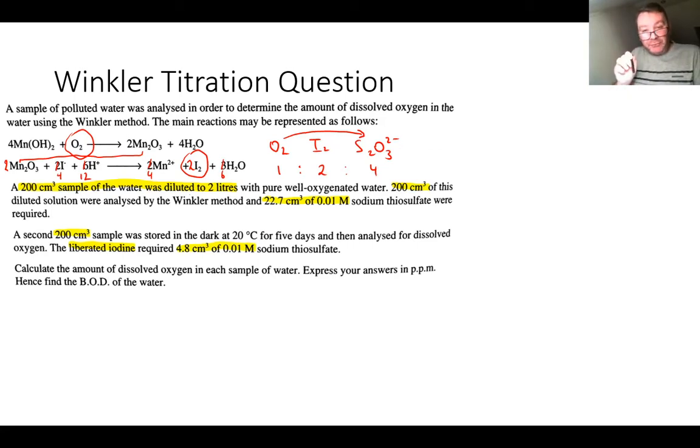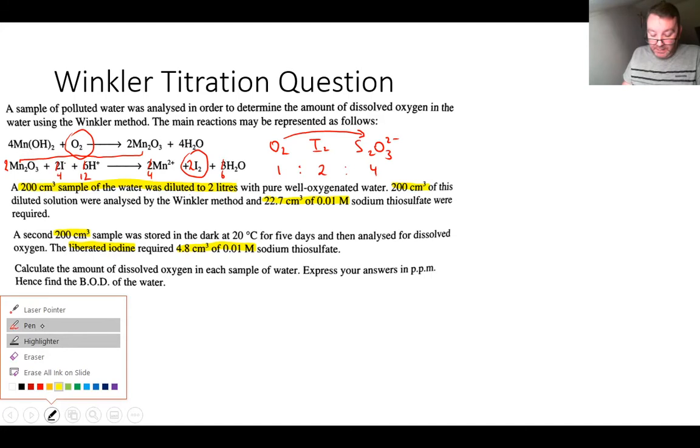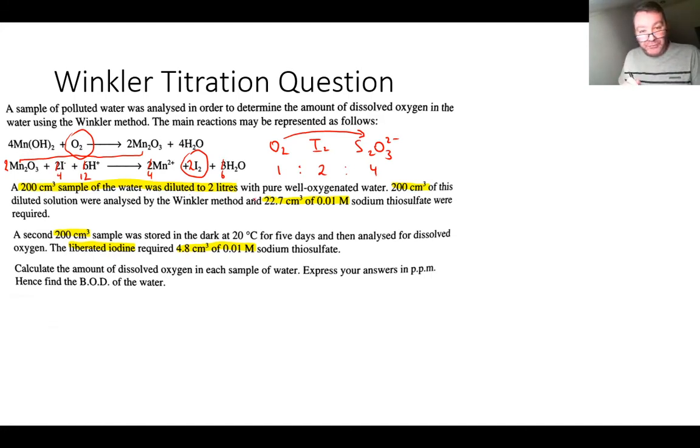So it's iodine that's mentioned. Now, reading the 2 paragraphs, there's only 2 chemicals mentioned, sodium thiosulfate and iodine. So we're going to have to carry out the calculation twice. Once on the first paragraph, which was the initial water sample, and then secondly for the water sample that was left in darkness for 5 days at 20 degrees.